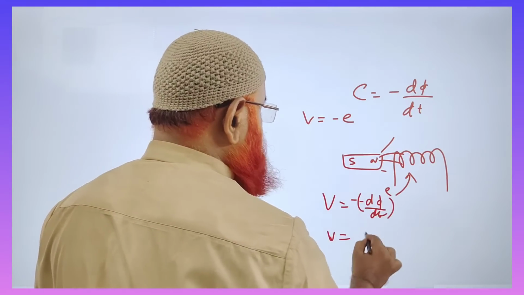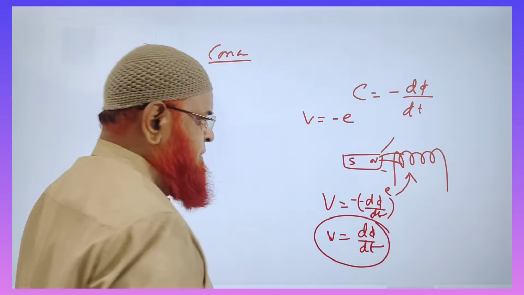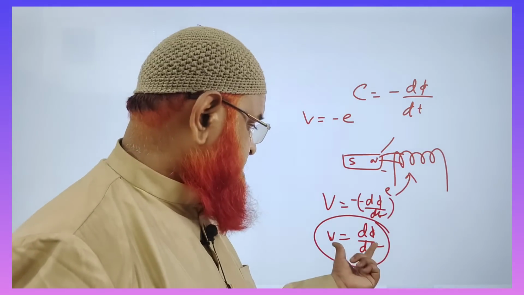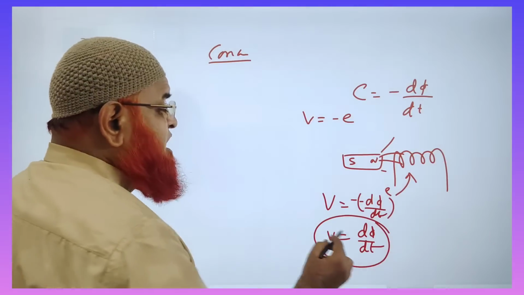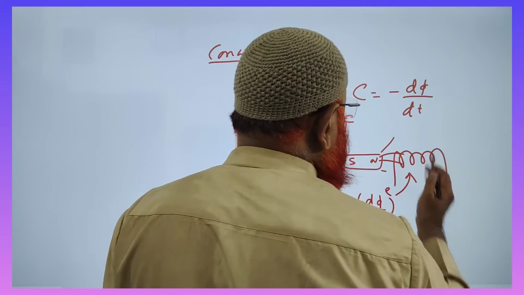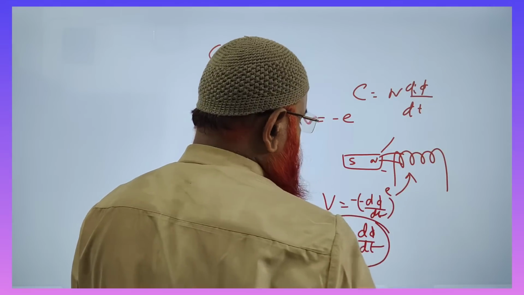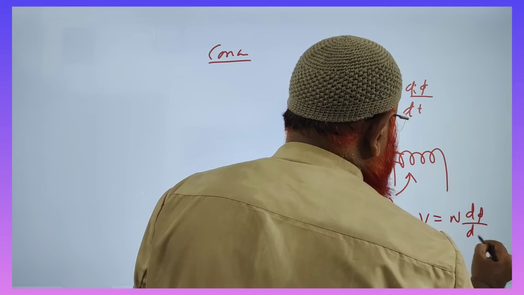So V is equal to how much? d phi by dt. That is called voltage. Understand? If the number of turns is there, what will you do here? If the number of turns is there, we write N d phi by dt. Here we write V is equal to N d phi by dt.